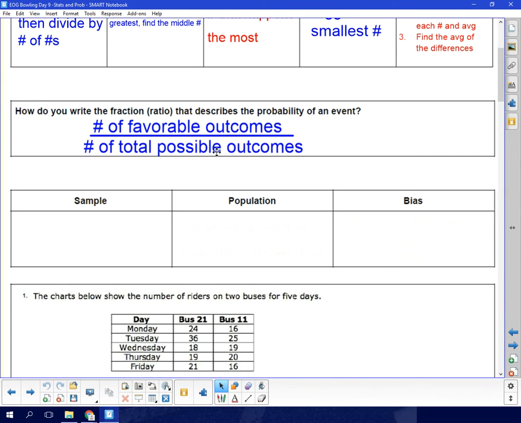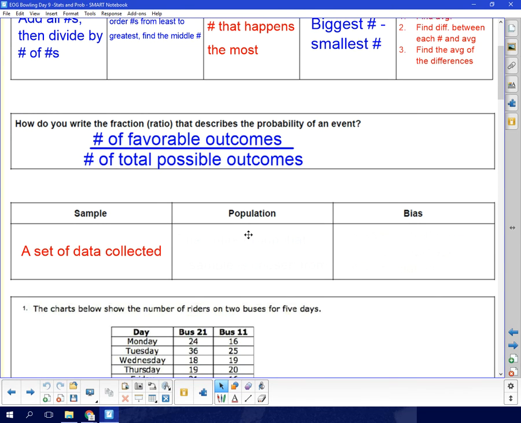Okay, last things I'm going to give you. We talked about a sample and a population and bias. And these are definitely some word problems that the math test is going to ask you, and you're going to have to pick the best answer. A sample is a set of data that is collected. If you survey 100 people, you get 100 numbers back. That's your sample, your set of data.